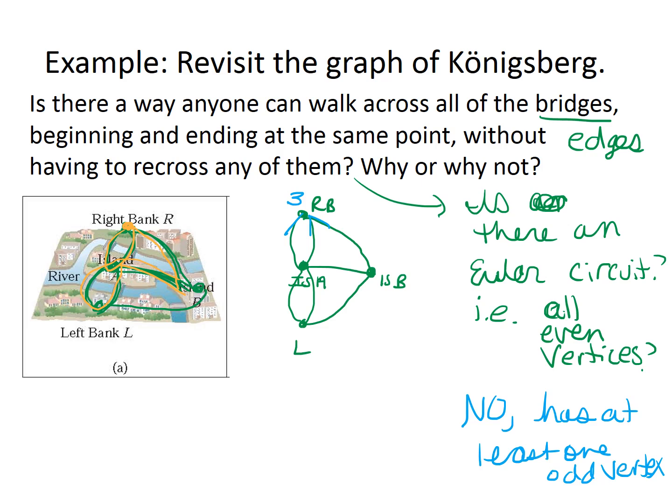But if you look at this, this has degree 3. This has degree 3. 1, 2, 3, 4, 5. So there's actually no even Euler path because there's not exactly 2 odd vertices. So there's no way to even start at one landmass and end at another and go over all the bridges. So there's no Euler path or Euler circuit.